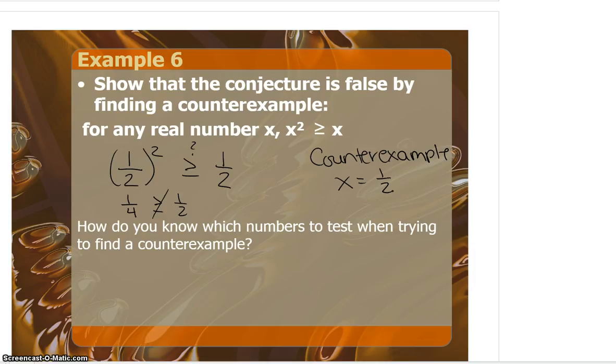So how do you know which numbers to test? Try positives, and then try a few negatives. Try fractions, and if all else fails, try 0. Or you can try 0 first and see if that works.